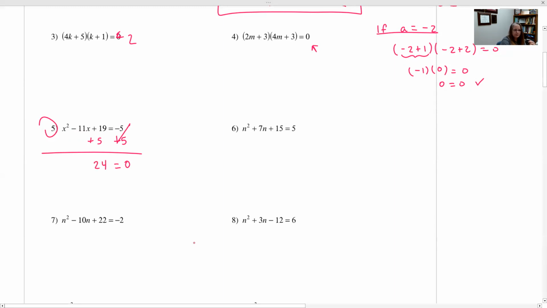Oopsies, let me write this way. Plus 11x, x squared. So now I have my quadratic on one side, 0 on the other side, and now it's time to factor.